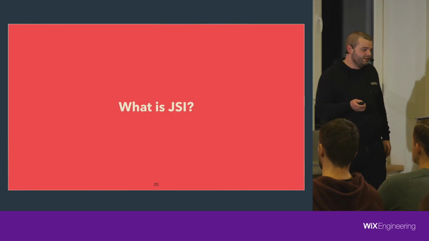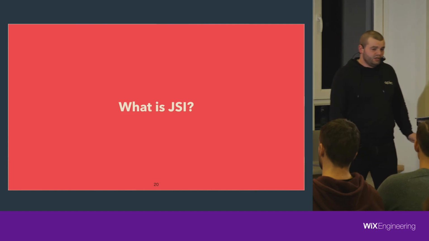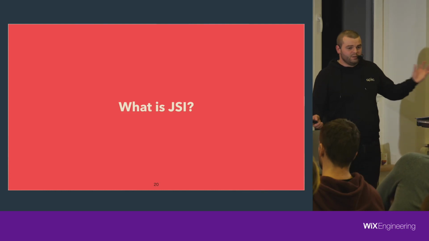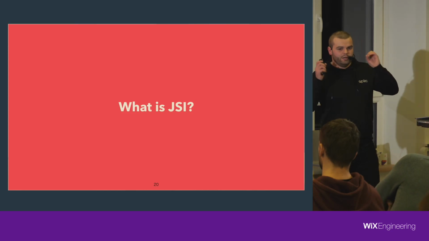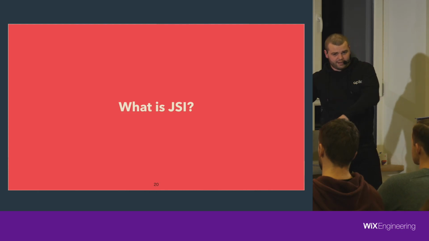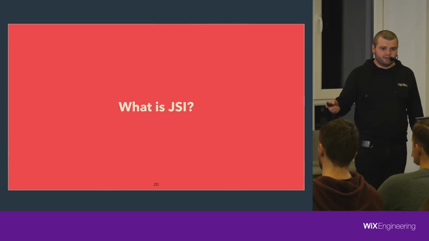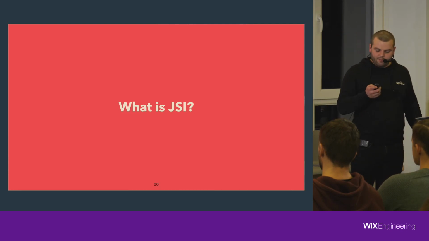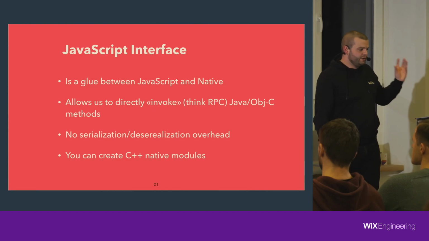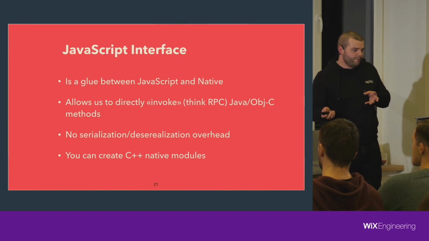Okay. So what is JSI? If you're not familiar with that, basically JSI is a new bridge without serialization overhead. We don't create JSON from our messages and calls and put them to the native side and then back. We are using raw pointers and pass the value by pointers, if you're familiar with that concept. JSI stands for JavaScript Interface. It's a glue between JavaScript and native.